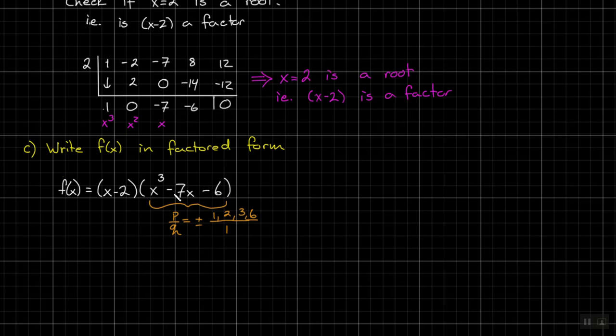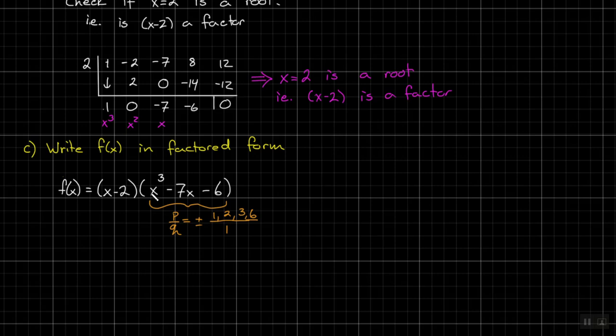Okay. If I'm trying to check these, I'm probably just going to check it in my head because it's easy enough to plug in. If I have these numbers, 1 over 1, 2 over 1, 3 over 1, 6 over 1, the positive and negative, where's a natural starting point? 1? Okay, so let's try it. 1 minus 7 is negative 6. Minus 6 is negative 12. Was that a 0? So 1 didn't work.